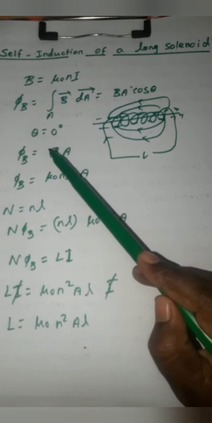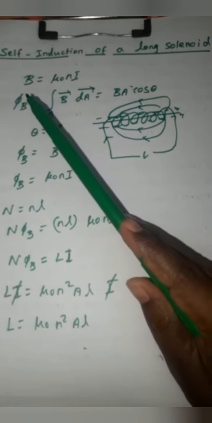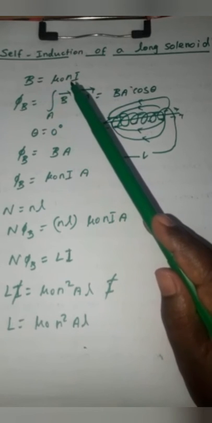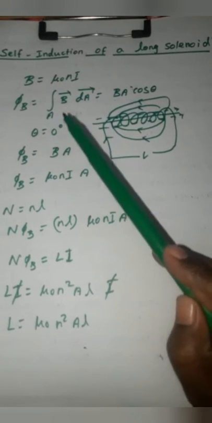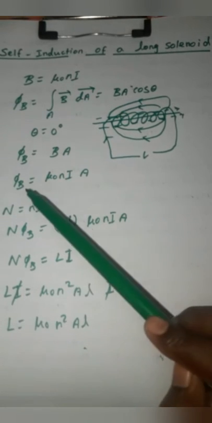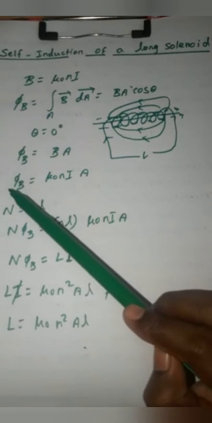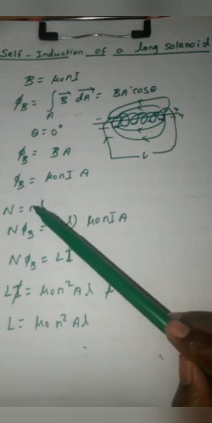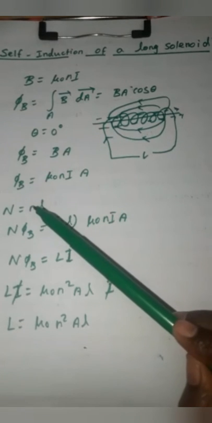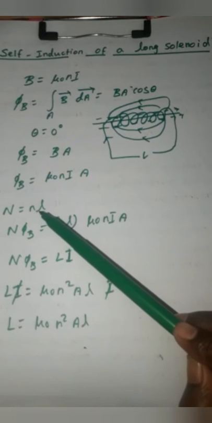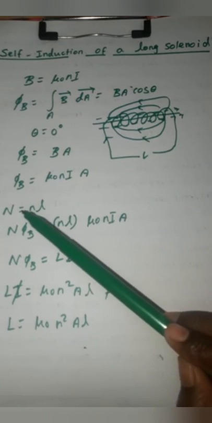We already calculated the B value, which is mu naught N i. We substitute this B value into the flux, so we are getting phi B equal to mu naught N i into A. Here the total number of turns is the number of turns per unit length, N, multiplied by the overall length l. When we multiply the length of the coil and the number of turns per unit length, it gives us the total number of turns, which is N l.